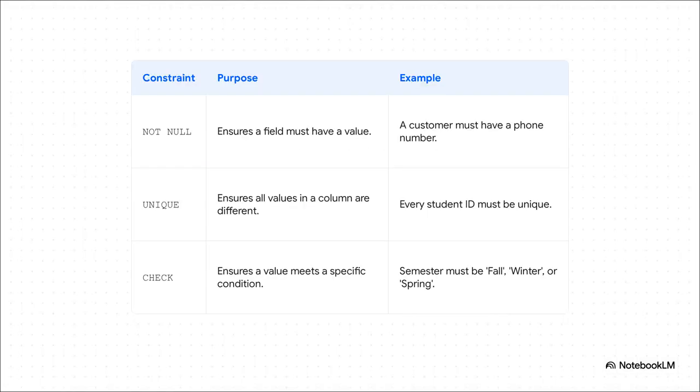And here are the three workhorses of data quality. The specific rules our guards enforce. Not null is super simple. It just means you can't leave this field blank. Unique is the rule that prevents duplicates, so no two students can have the same ID number. And a check constraint is like a custom rule you make up, like making sure the semester field can only ever be fall, winter, or spring, and nothing else.